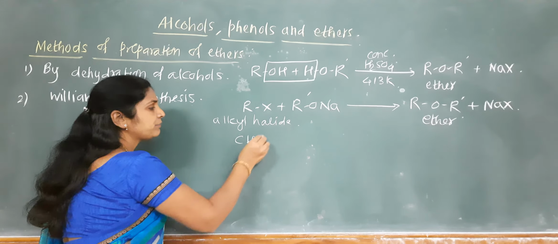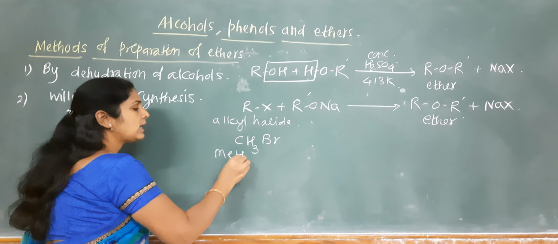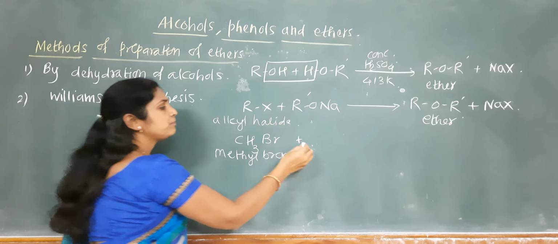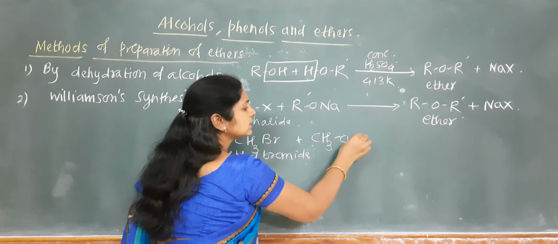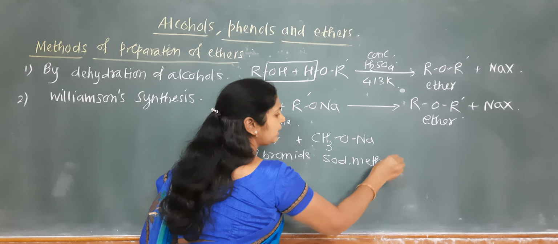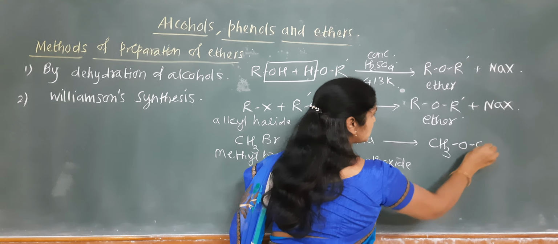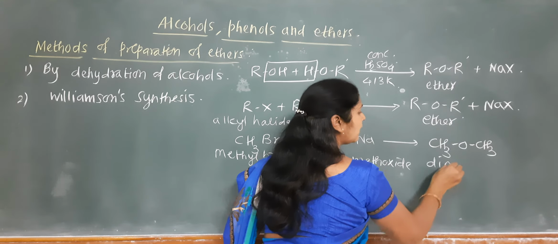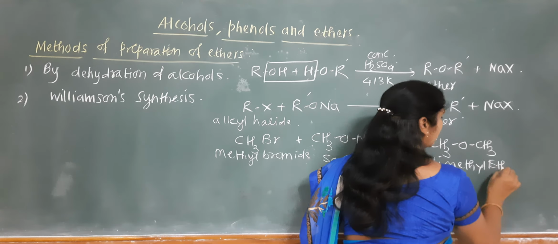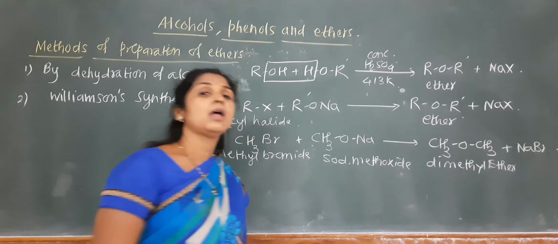Suppose we take an example of this general reaction. We have methyl bromide as a starting compound. This methyl bromide on reaction with sodium methoxide, in this reaction we will have the formation of CH3OCH3, that is dimethyl ether, and NaBr will be the byproduct of the reaction.